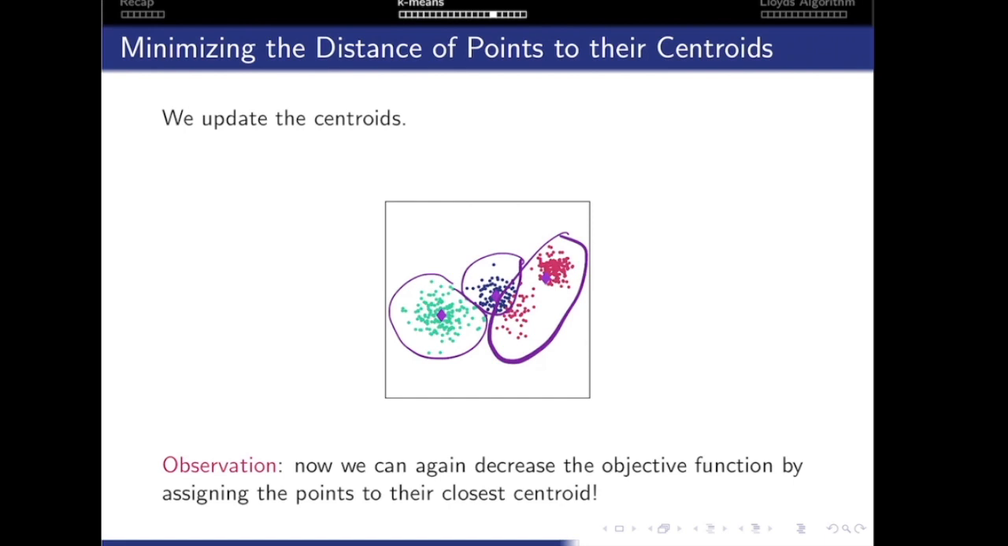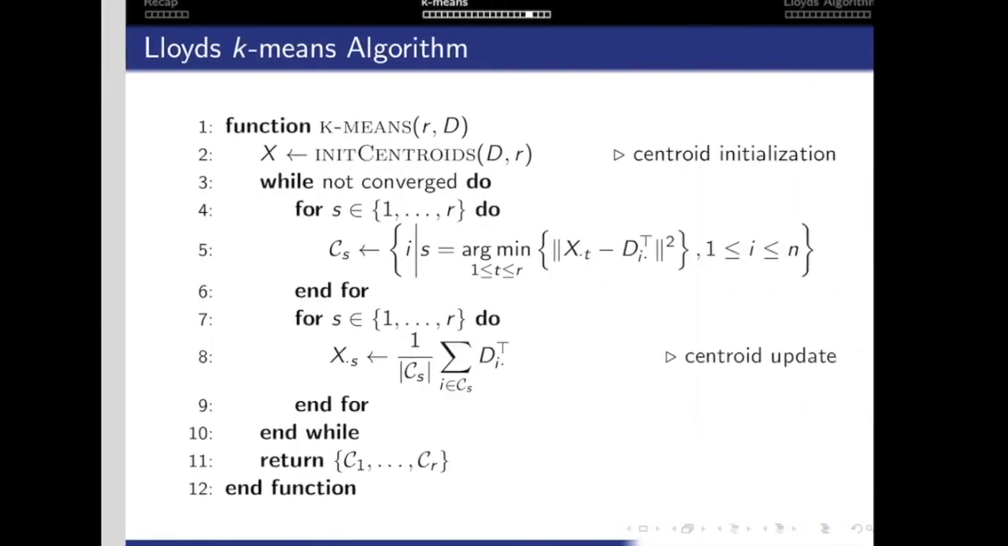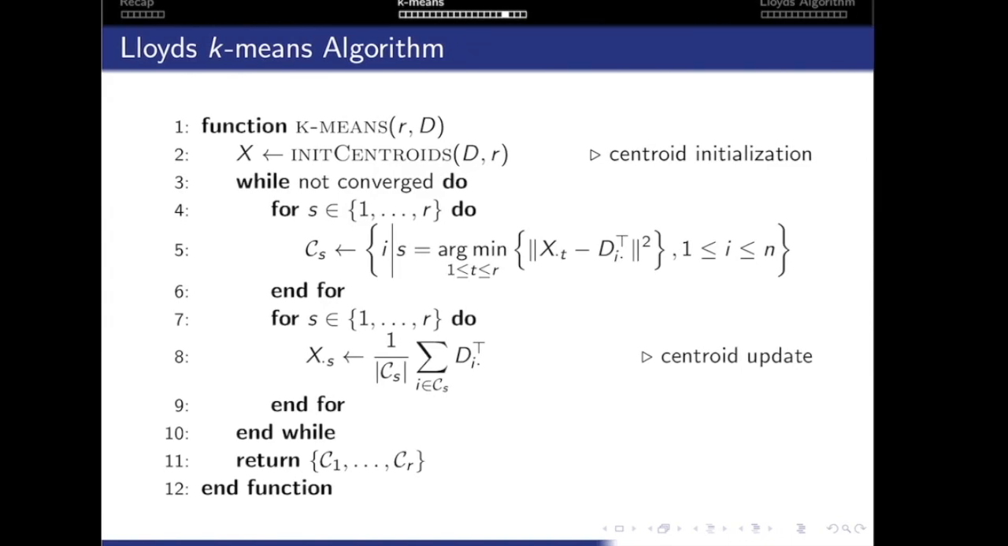So there we are now again at the beginning, and this is how we go on and go on and go on. So we solve these sub-problems of assigning the points to their closest centroids, and then we compute the centroids, and then we repeat this procedure again and again. So this is now the k-means algorithm, and congratulations, you just came up with it on your own. I'm very confident that you did it. And yeah, this is the clustering algorithm, so not bad.